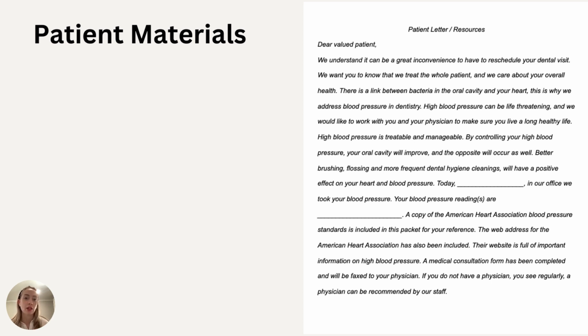So the letter reads, "Dear valued patient, we understand it can be a great inconvenience to have to reschedule your dental visit. We want you to know that we treat the whole patient and we care about your overall health. There is a link between bacteria in the oral cavity and your heart, and this is why we address blood pressure in dentistry. High blood pressure can be life-threatening, and we would like to work with you and your physician to make sure you live a long, healthy life.